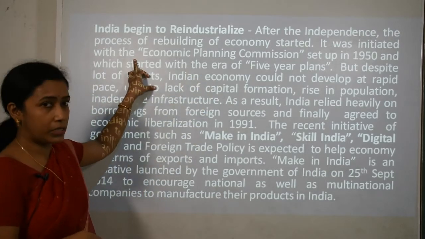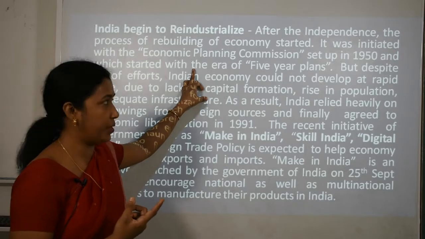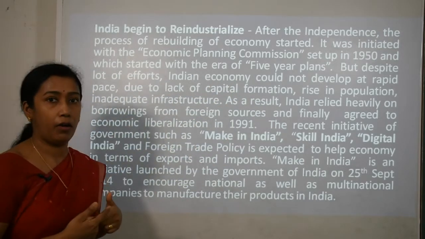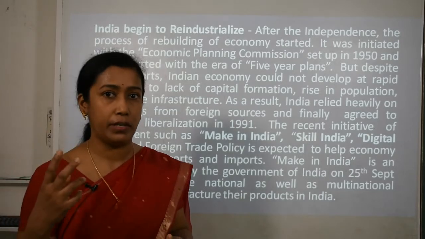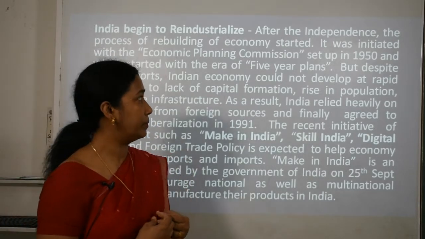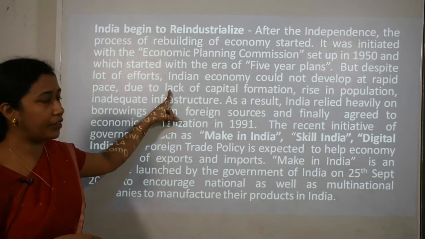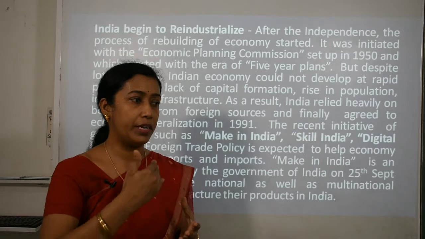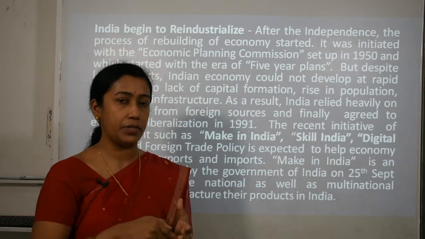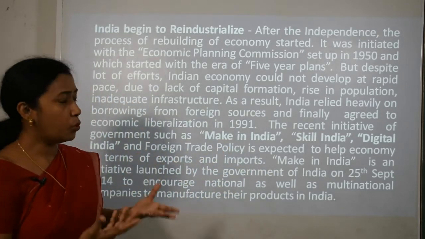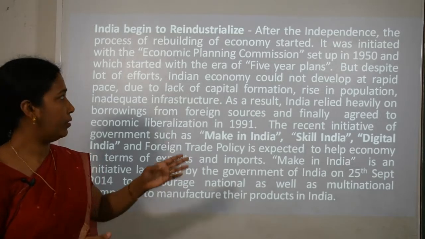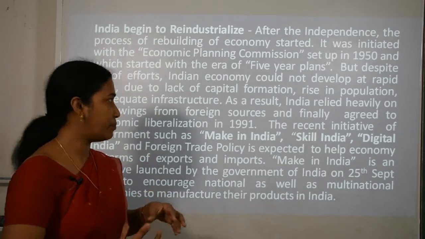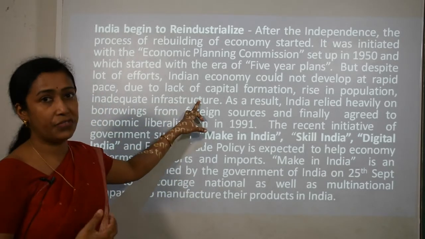It was initiated with the Economic Planning Commission set up in 1950, which started the era of 5-year plans, that is Panchvarshiya Yojana. But despite a lot of efforts, because the 5-year plans were made just for the development of various sectors including industries, still no development was possible in our economy, and the Indian economy could not develop at that rapid pace due to lack of capital formation.